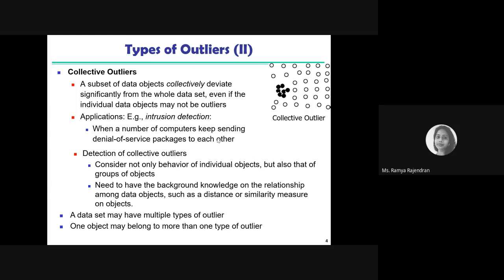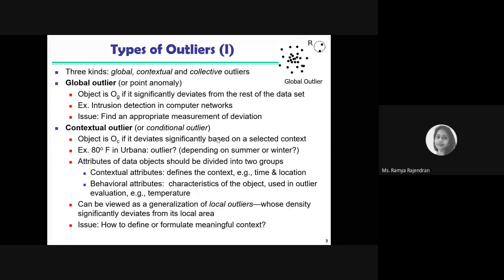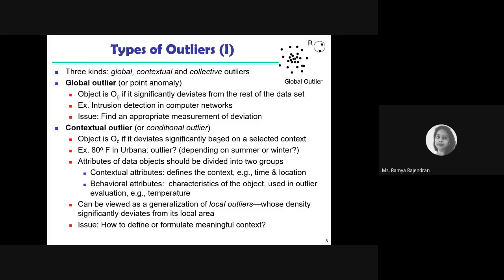Most of the time you can't just say your data set has a global outlier, so it may not have a collective outlier. That is not the case. You might have a global outlier as well as a collective outlier in your data along with the contextual outlier. So it can have multiple types of outliers. Moreover, an object may belong to more than one type of outlier as well. In business, different outliers may be used in various applications for different purposes.